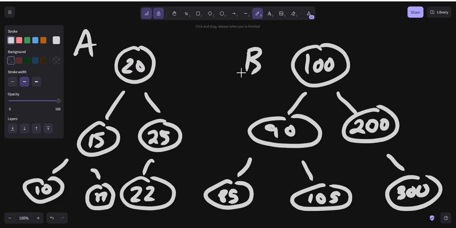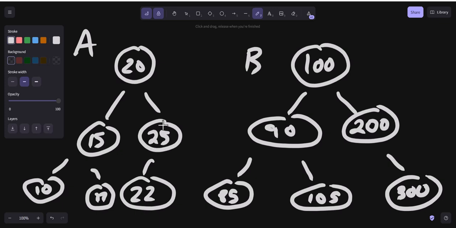The root node is 20. Okay, 15 is less than 20. That checks out. It's the left child, so 15 is less than 20. 25 is greater than 20, so it belongs to the right child. So this level checks out. Next level, 10 is less than 15, which is also less than 20, so it belongs here. That checks out. This is a 17, so 17 is greater than 15, but it's also less than 20, so it's on the left side of the tree, but it is greater than 15, so it does belong as the right-hand child for 15, but it's still on the left side of the tree because it's less than 20.